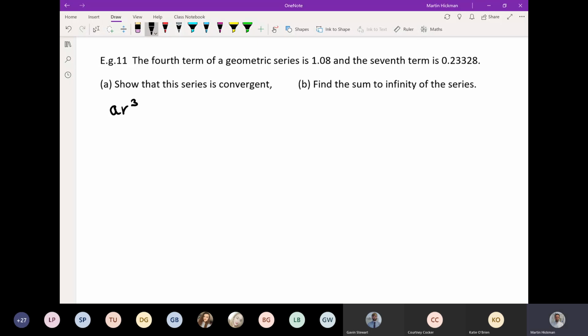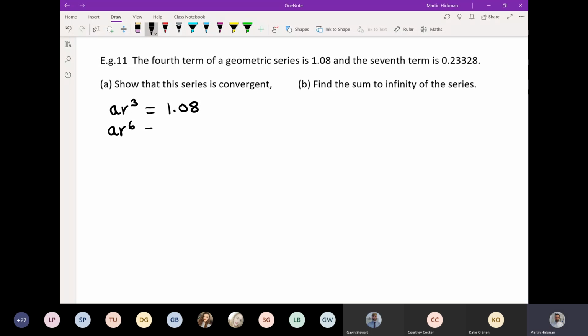So firstly, ar cubed equals 1.08. This is because the 4th term is 1.08. So I know I need to use the formula a times r to the power of n minus 1 equals that 4th term, where n is just going to be 4. So remember, that 3 just comes from 4 minus 1.